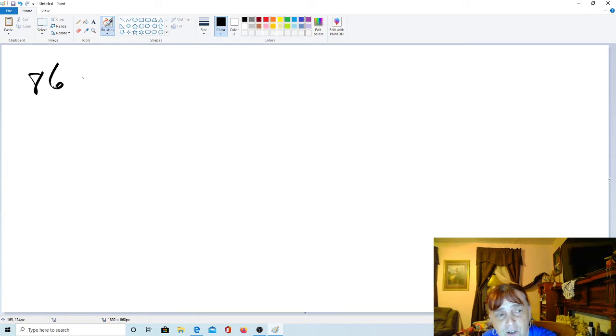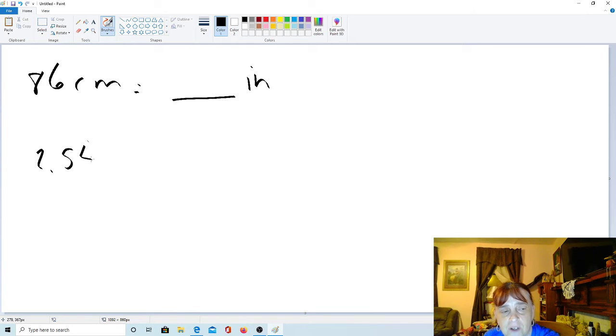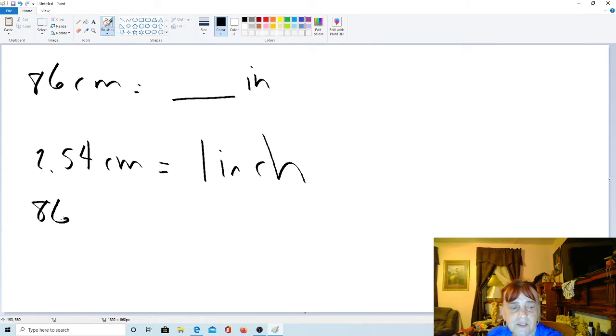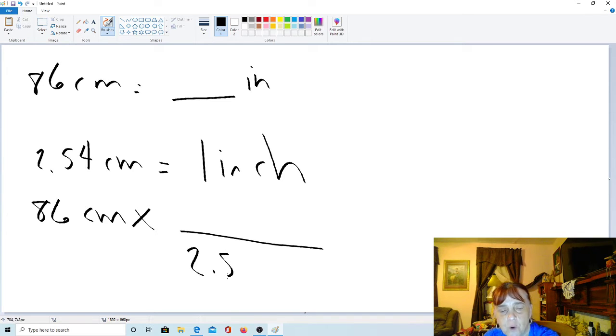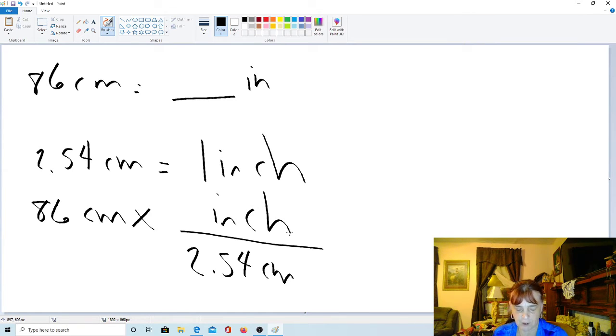86 centimeters is how many inches? If 2.54 centimeters is 1 inch, then 86 centimeters divided by 2.54 centimeters per inch. 86 divided by 2.54 is 33.86 inches.